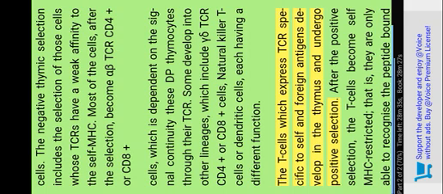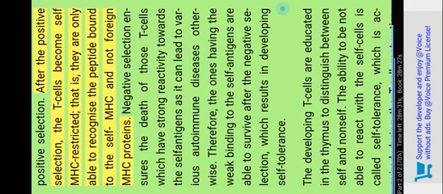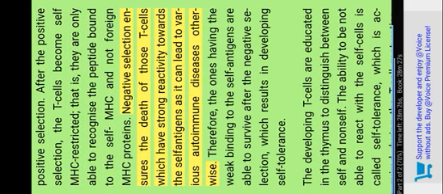The T cells which express TCR specific to self and foreign antigens develop in the thymus and undergo positive selection. After the positive selection, the T cells become self-MHC restricted, that is, they are only able to recognize the peptide bound to the self-MHC and not foreign MHC proteins. Negative selection ensures the death of those T cells which have strong reactivity towards the self-antigens as it can lead to various autoimmune diseases otherwise.